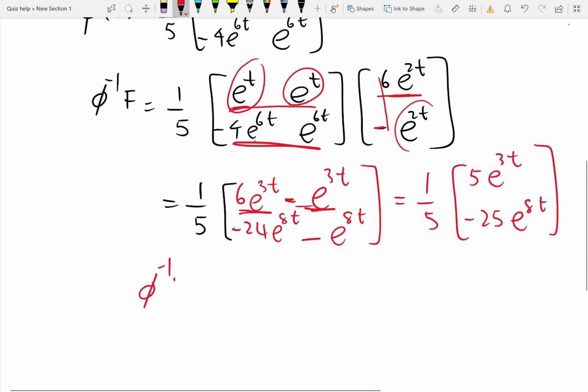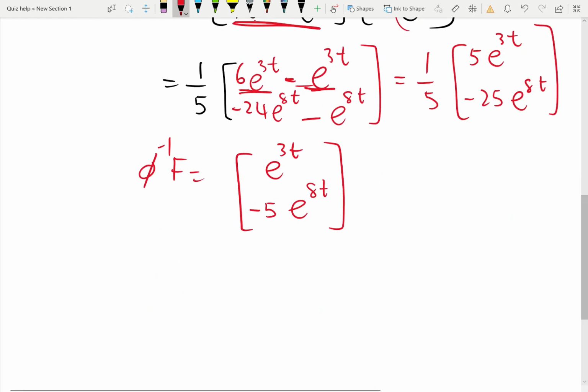So phi inverse f is, if you divide each term by 5, this vector is e to the 3t. This vector is negative 5 e to the 8t. So this is phi inverse f. Okay, now still we didn't even do integration. Now let's do the integration because that is the next step.